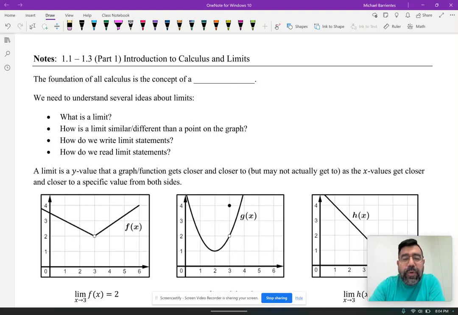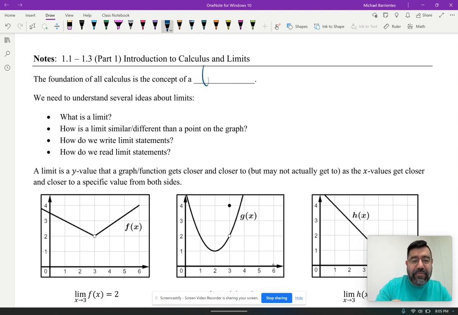Hello, this is video one of Unit 1, and it's one of the most important videos because it starts with the foundation of all calculus, whether it's differential calculus or integral calculus. The limit is the foundation to both. If you think of a house, you have to have a strong foundation in order to build a house. The limit is that foundation.